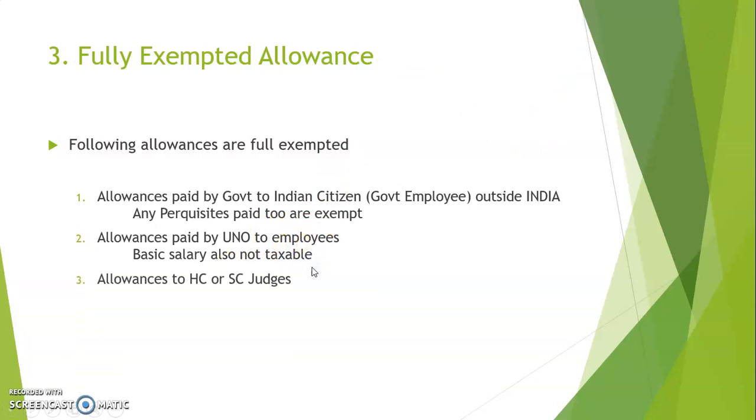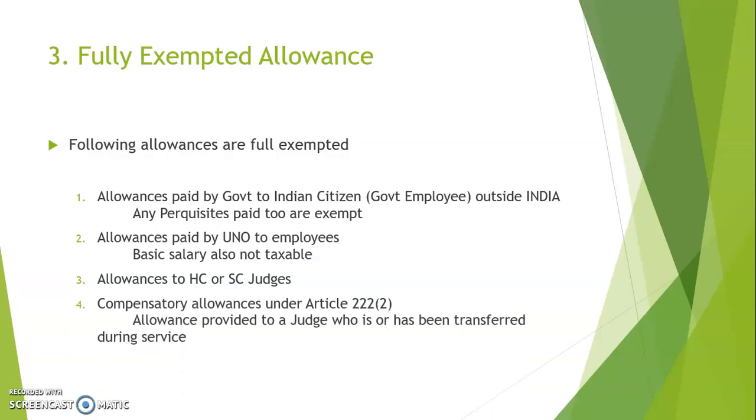Third one. Allowances to High Court or Supreme Court judges. So, any allowance received by a High Court or Supreme Court judge is exempt. Also, there is a compensatory allowance under Article 222 subsection 2, which is paid to a judge in the course of being transferred during service. So, if there is any compensatory allowance paid to a judge, that will also be exempt.